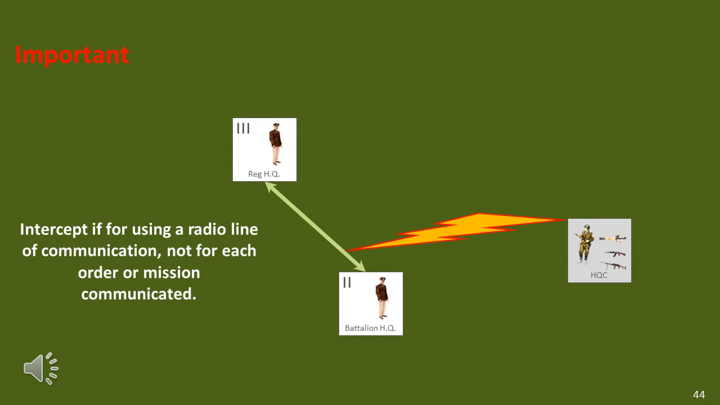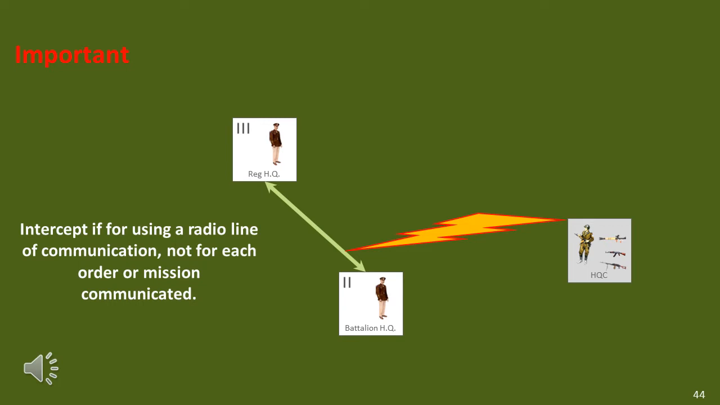An intercept die roll occurs once for any use of a radio line of communication, not for each order or mission communicated. The first time a headquarters uses a radio line of communication to send a communication, such as an order, artillery mission order, or aircraft mission order, the intercept die roll occurs. The result is used for all subsequent use of a radio line of communication during the current phasing command phase. This is more important for the highest rank headquarters on the playing area, normally a regimental headquarters.